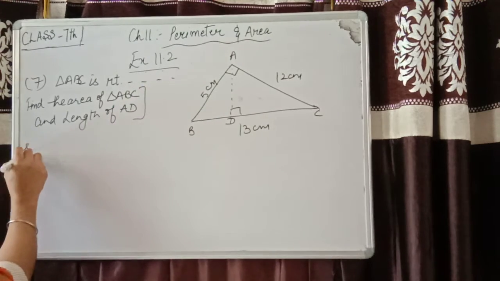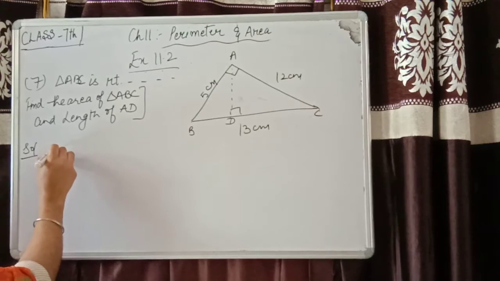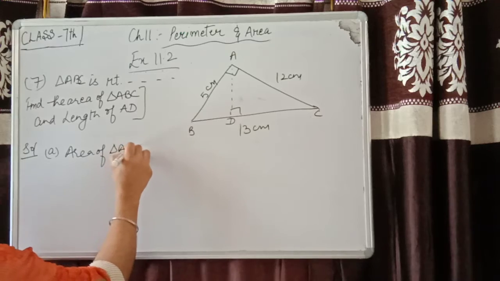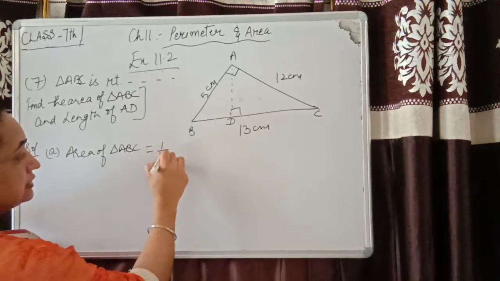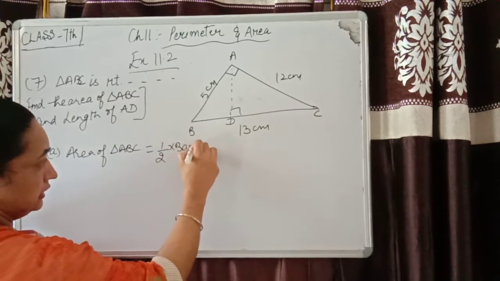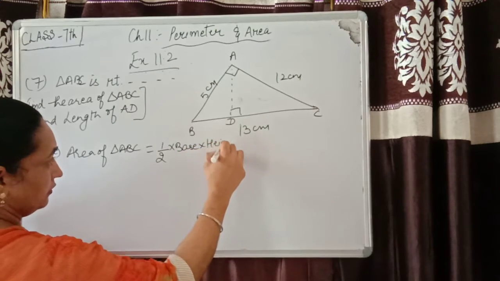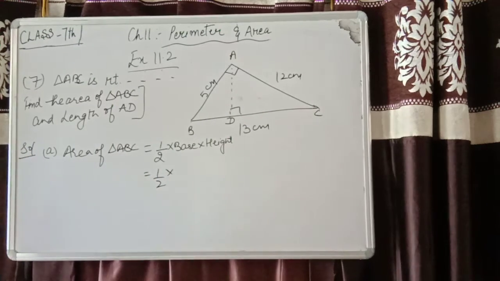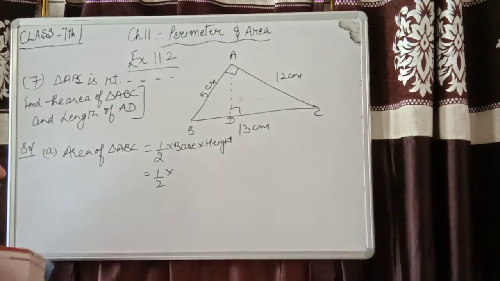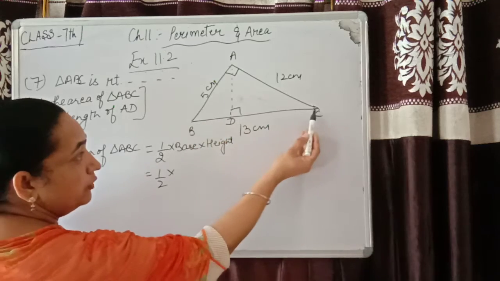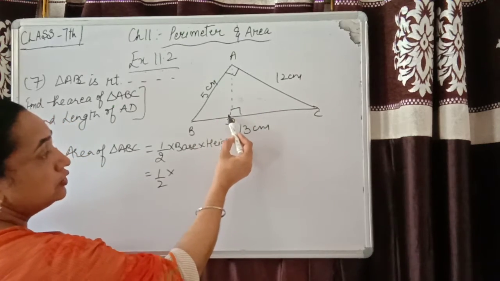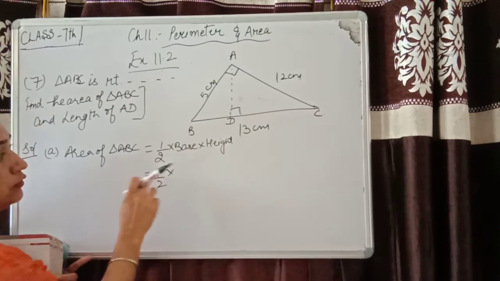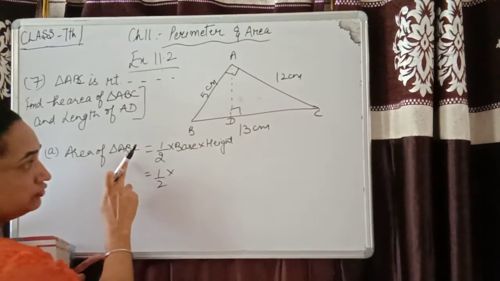So let's start with its solution. We know firstly area of triangle ABC is, according to formula, half into base into height. Now we have 2 bases and 2 heights in this triangle. So this is also a base for this perpendicular, but this height is not given, so we'll not take this. We are unable to solve the area of this triangle this way.